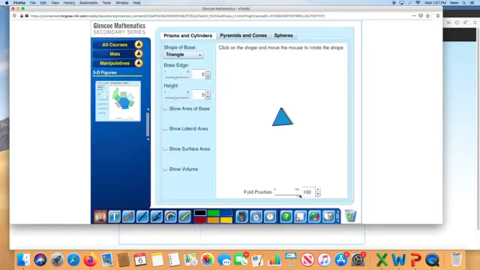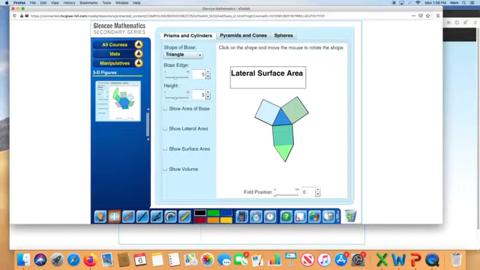The rectangular faces represent the lateral surface area of the shape. Okay, the triangles are the bases and the rectangles are the faces. So if you want to figure out the lateral surface area, what you're finding is the total surface area minus the bases. That gives you the lateral surface area. The lateral surface area on this prism is these rectangular shapes. So we can figure out the lateral surface area of this triangular based prism.